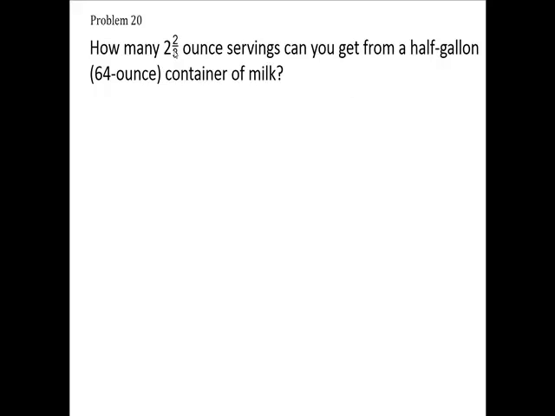How many 2 2/3 ounce servings can you get from a half-gallon container of milk? Now, half gallon contains 64 ounces. So this is a 64 ounce container.